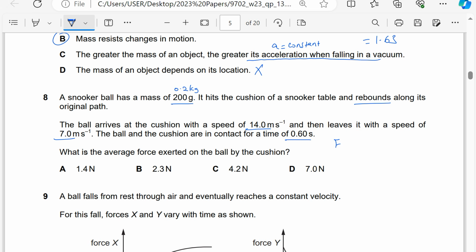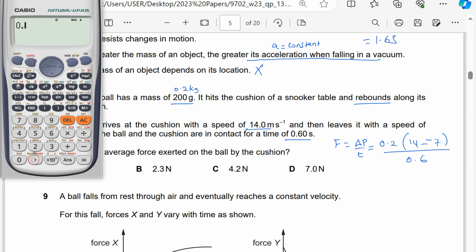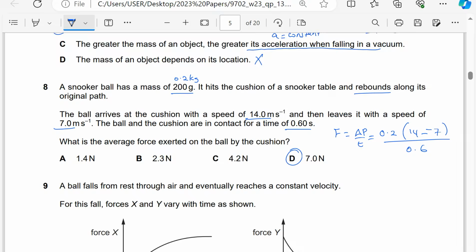Remember, the resultant force is equal to the rate of change in momentum. The mass is 0.2. The change in velocity is 14 minus -7 because it rebounds. Divide by the time of contact, which is 0.6. I'll just check this with my calculator. 0.2 times 14 plus 7, then divide by 0.6, which gives us 7. So the answer is D.